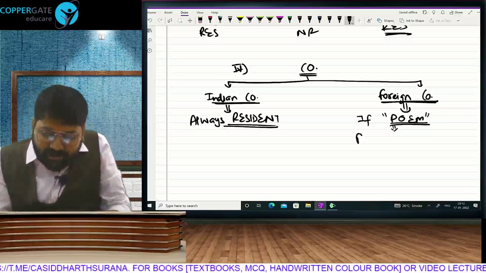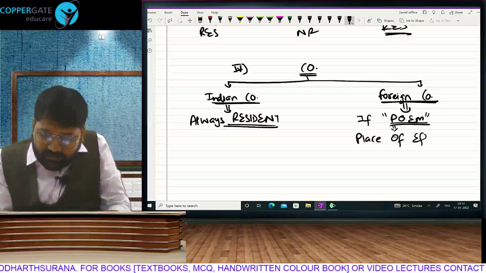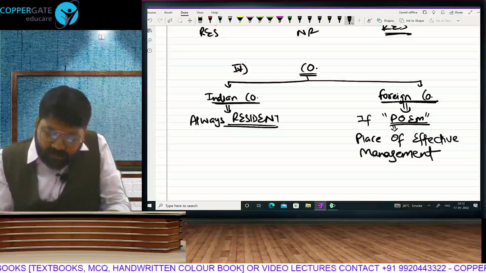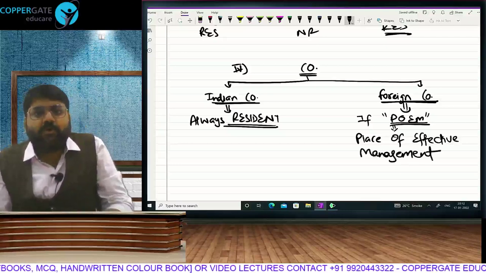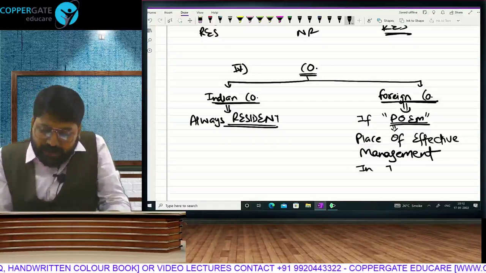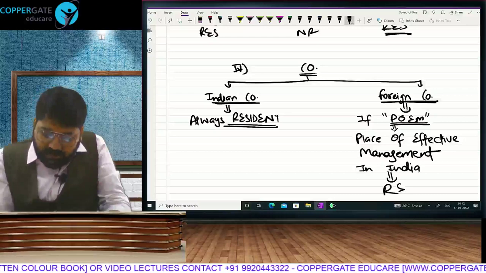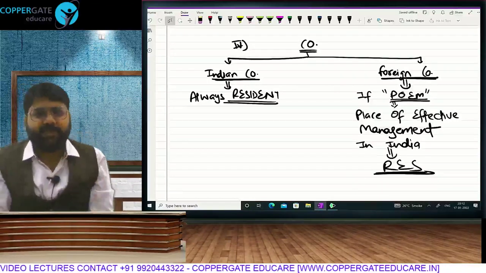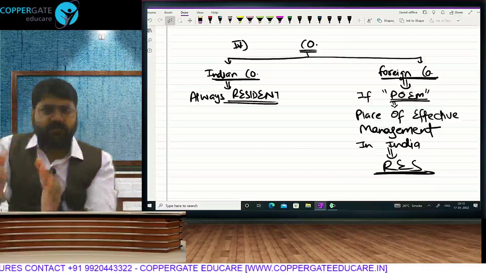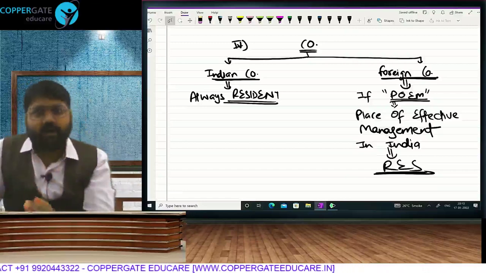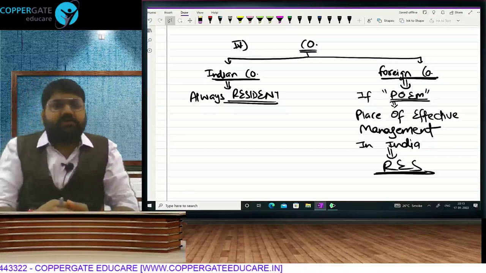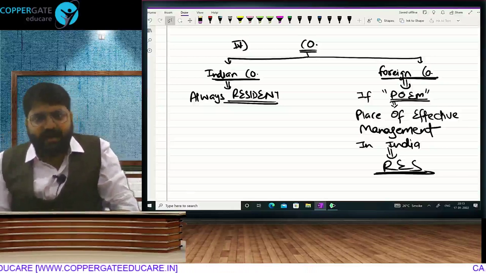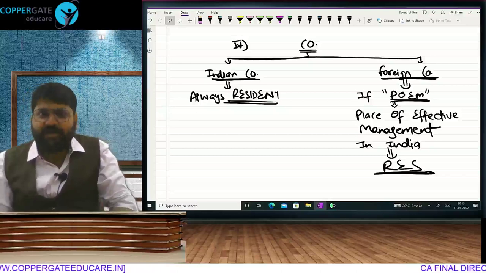This is not that. This is place of effective management. Place of effective management. If your poem is in India, you will be treated as a resident. Otherwise, by default, generally, a foreign company, common sense, foreign company will be treated as a non-resident. So, Indian company will be resident, foreign company will be non-resident. Which is the only circumstance or situation where a foreign company will be treated as a resident? When its place of effective management is in India.